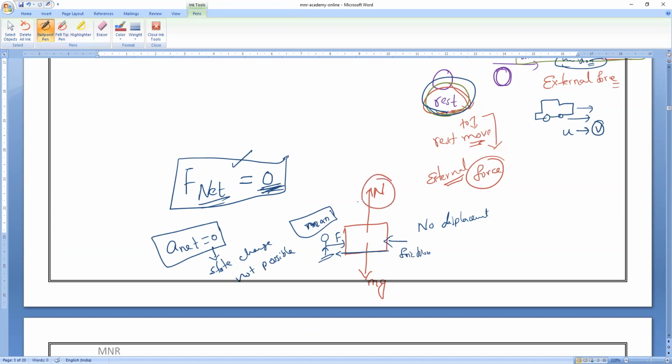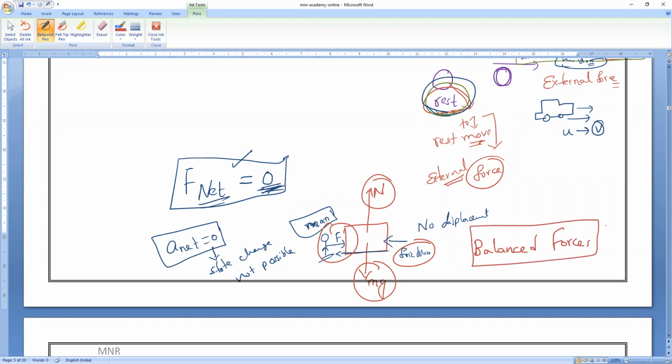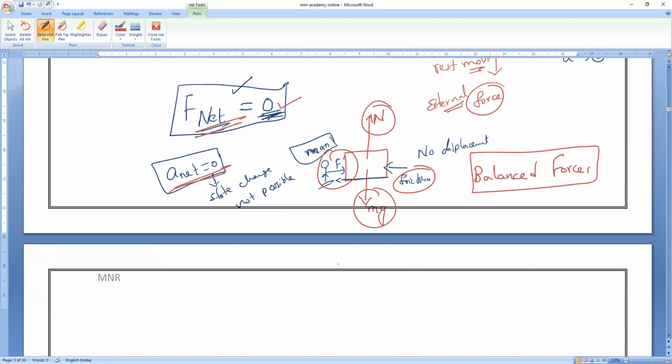Which means all the forces are said to be what kind of forces? 9th class, anybody? Balanced forces. That is what you have to remember. Clear, everybody? So if I take F net, F net means net force. Net force must be equal to 0. If net force is 0, automatically what will be 0? Acceleration. Acceleration is 0. So keep that in mind.